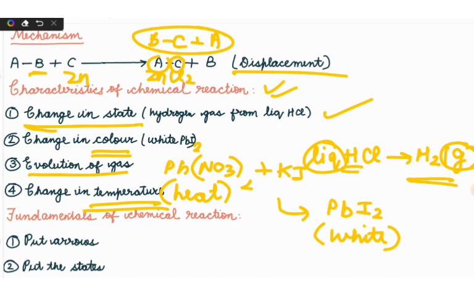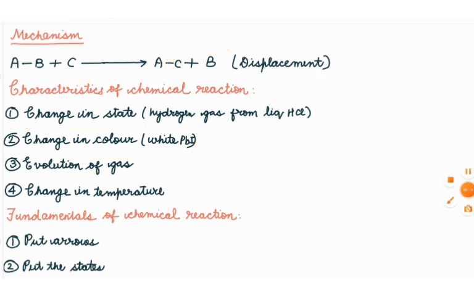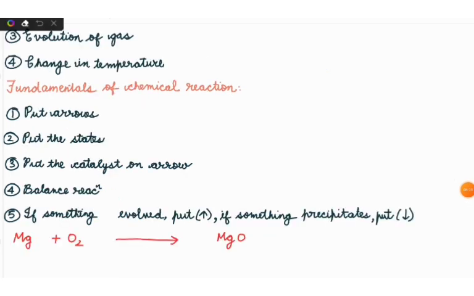Now what are the fundamentals of chemical reaction, which means that while writing the chemical reaction what things we should keep in mind. So now let us read that. For the fundamentals of chemical reaction, we should always put arrows in the chemical reaction, like the one which has been put here. You can see in the down part also there is one arrow put here. This is the arrow. Secondly, we should always add the states. Now how we are going to add the states, we are going to see here only in this reaction down.